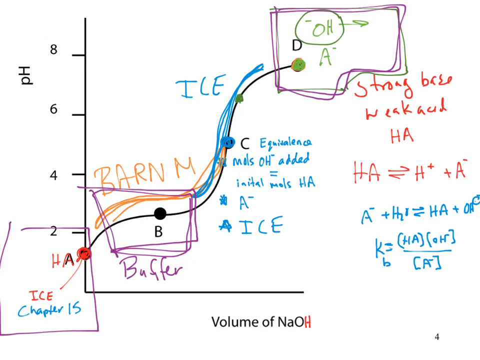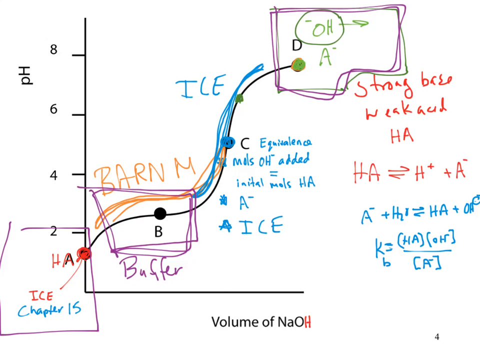To solve for the buffer, there's two ways to generate it. We start with a weak acid and we add strong base, which means we have to go through a barn chart. Or we start with a weak acid and its conjugate base. In either case, that buffer zone is a little bit of the weak acid and a little bit of its conjugate weak base. That balance between those is our buffer zone. That's where the pH does not change.